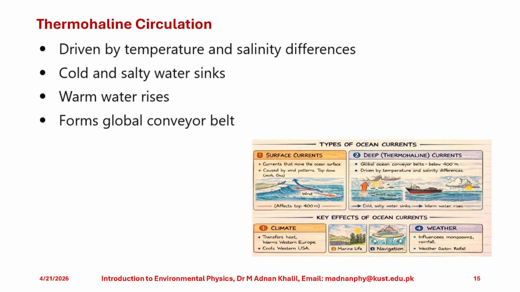This slide connects back to density-driven motion. Cold and salty water becomes dense and sinks, while warm water rises. The figure shows surface and deep currents forming a global loop, often called a conveyor belt. This is a slow but powerful system connecting all oceans. It plays a key role in long-term climate regulation.